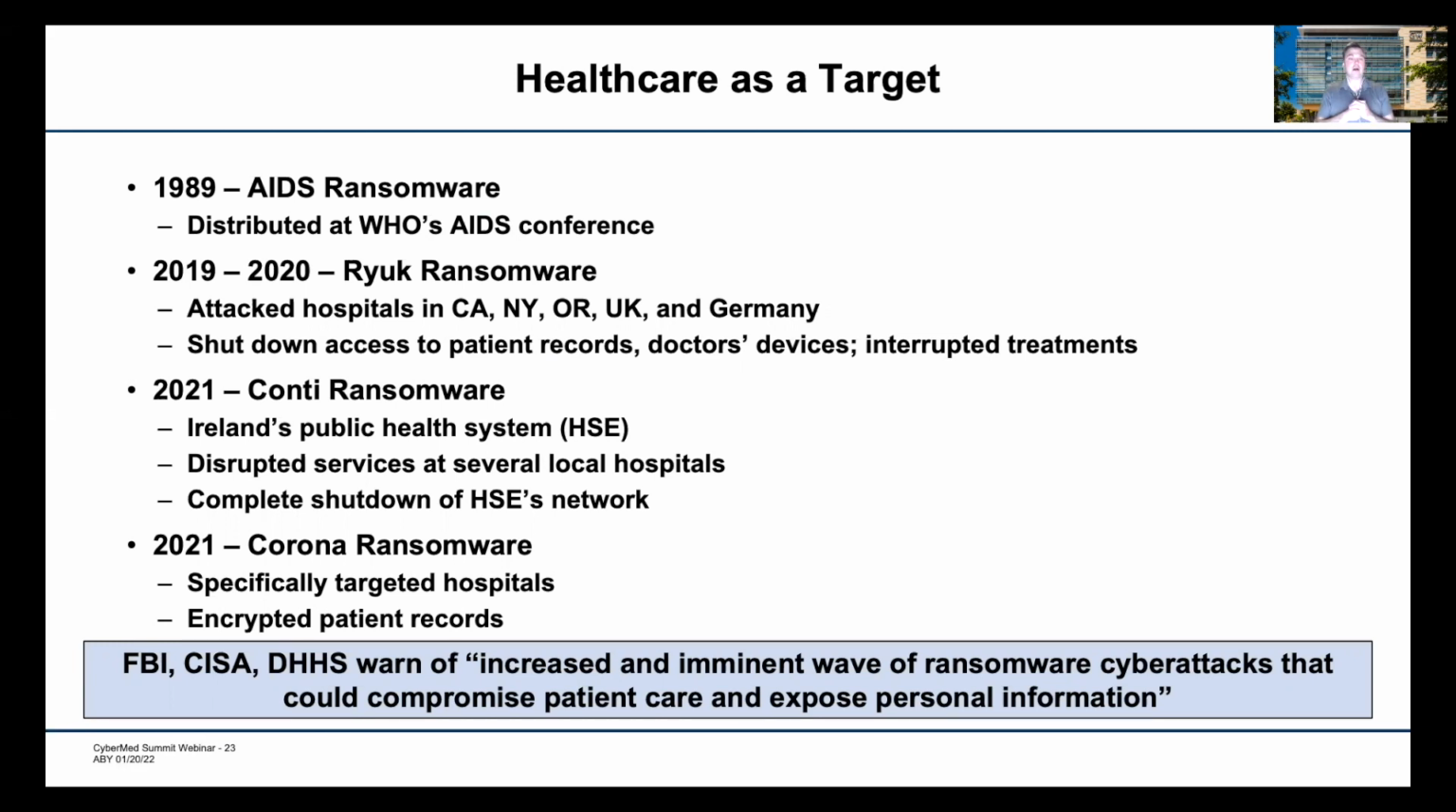So the question is, why are hospitals, why is healthcare such a big target? And there's a couple of reasons. First of all, hospitals are generally large. They have lots of different employees, most of whom are not really cybersecurity experts. And moreover, ransomware attackers know that hospitals hold very sensitive, very important data, right? It is clear that the hospital needs to have the patient records. If they don't have access to patient records, they can't operate. And they will pay money to get access back to those patient records. And because of that, a lot of these ransomware attackers have really targeted healthcare as a valuable target. And this is so much so that the FBI and CISA and DHS have warned that there's an increased and imminent wave of ransomware cyber attacks that compromise patient care and expose personal information.